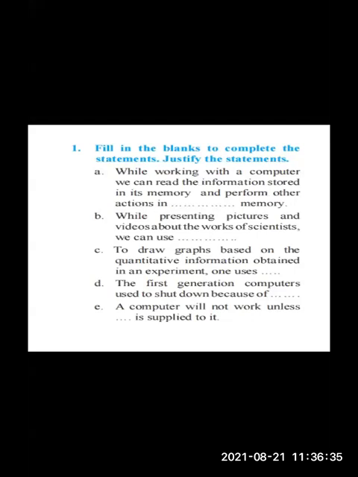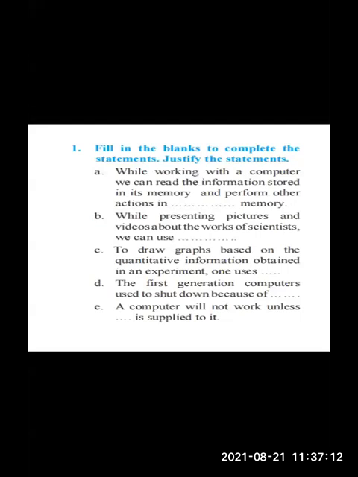Okay, so next question. The first generation computers used to shut down because of dash. Ayushi, correct answer. Very good, Aditi, right answer. Yes, Sakshi, you are correct. So what is the answer? Excessive heat. Why did the first generation computers used to shut down, children? Because they produce excessive heat.